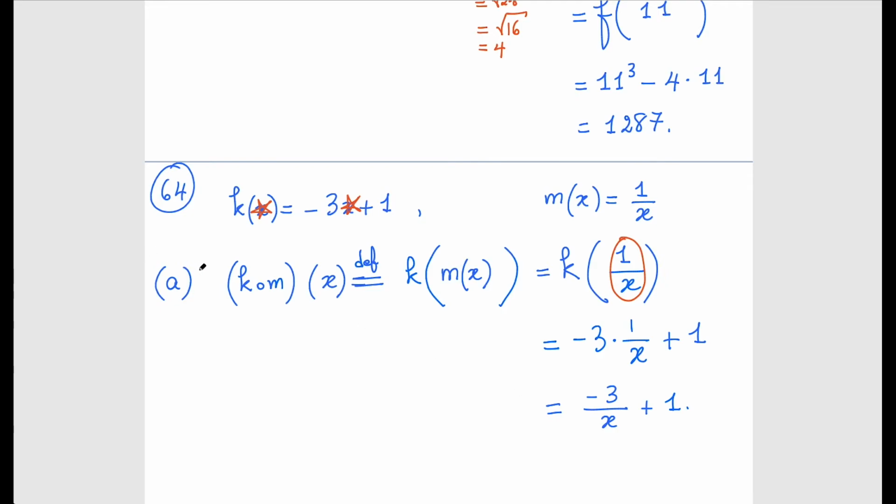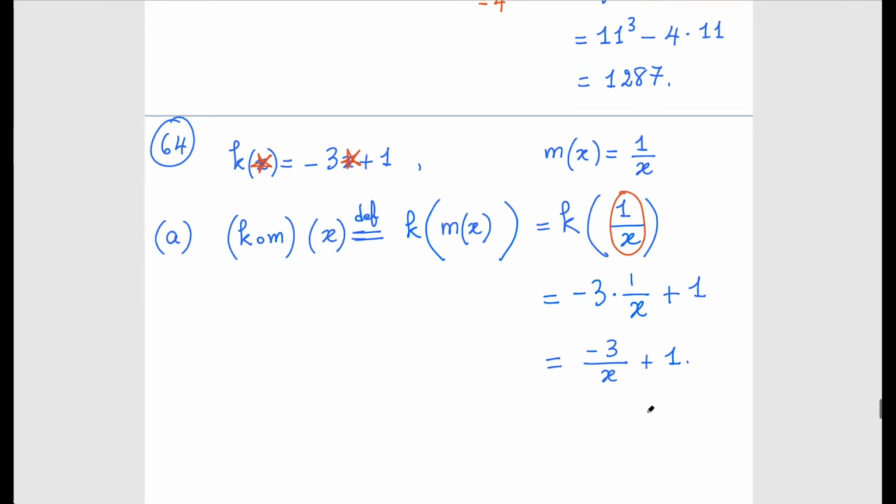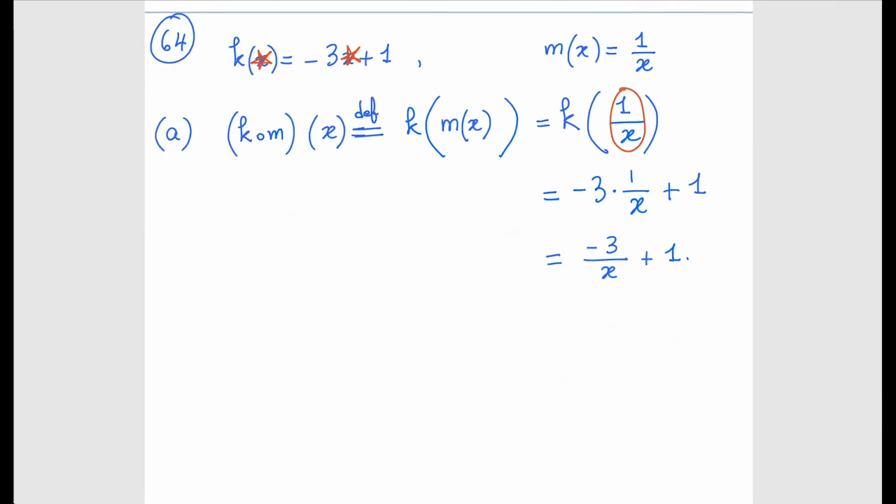So we get this. So k composed with m at a point x, that's the output of this function. So let's actually box it. So k composed with m at x produces this output. Alright. Now the second part, part B.